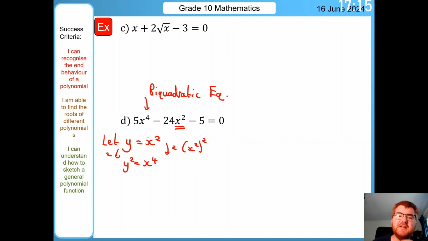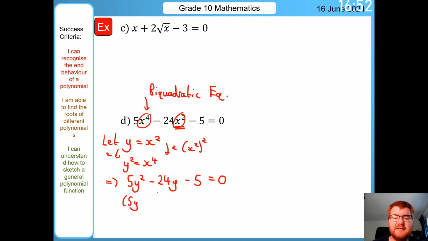Now the reason we've done this is wherever I see an x to the power of 4, I can put a y squared. Wherever I see an x squared, I can put a y. So this leads to 5y squared minus 24y minus 5 equal to 0. And then we can use our normal quadratic solving abilities in order to work this out.